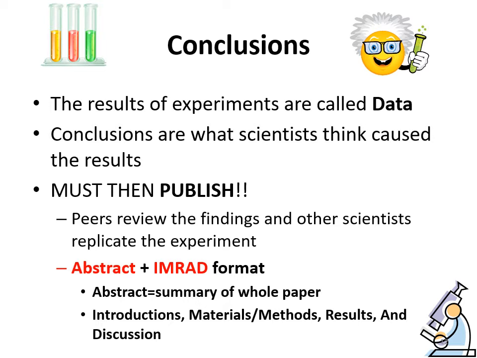And the way that you write that whole paper is in what we call the IMRAD format. What IMRAD stands for is introduction, materials and methods, results, and discussion. Okay? So when you look at a peer-reviewed journal article, the first thing you would see is the abstract, which is the brief summary to tell you whether or not you should read that paper. Does it relate to what you need to know?